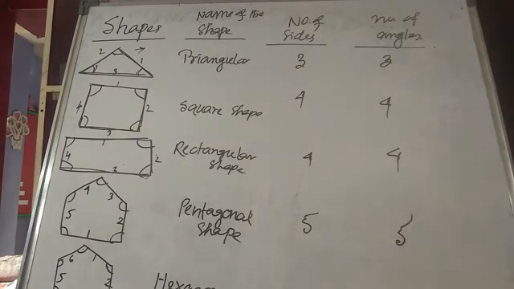So although we have discussed up to number of sides being 6, it will continue later on. Number of sides could be 7, 8, 9, 10, and more than 10 also. What will be the name of the shape in those cases, we will discuss later on. So for today, up to this much only.